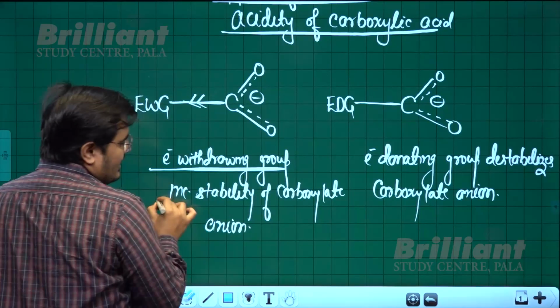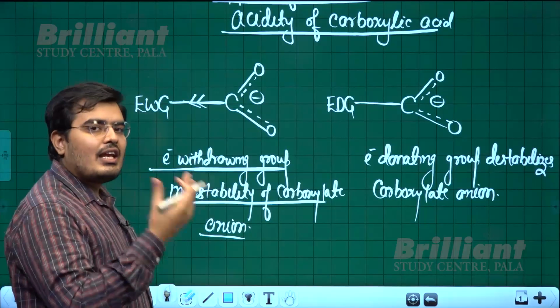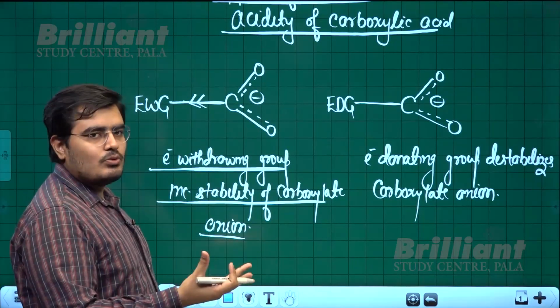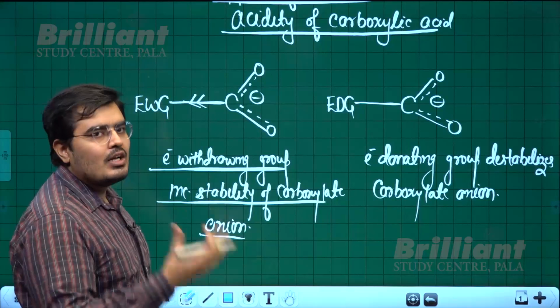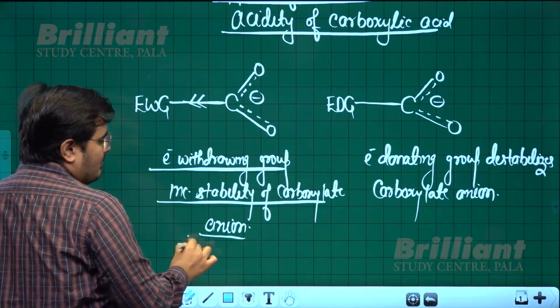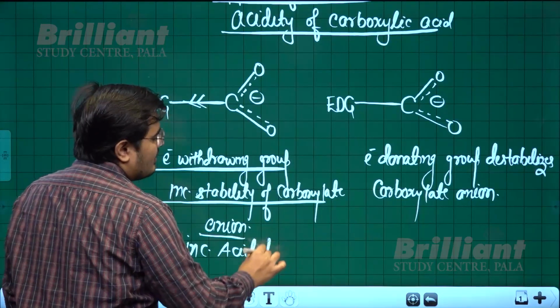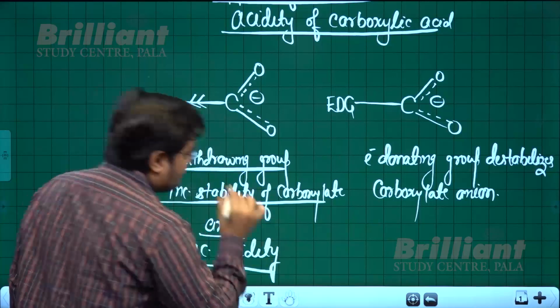An electron withdrawing group increases the stability of the carboxylate anion, and if the anion or the conjugate base becomes more stable, its acid will become more acidic. So I can say putting an electron withdrawing group actually increases the acidity of carboxylic acid.